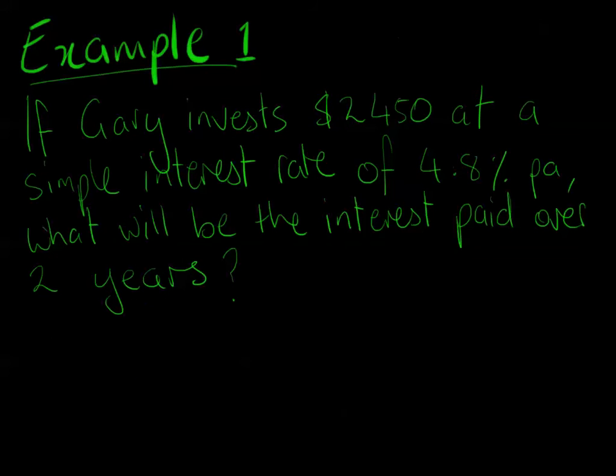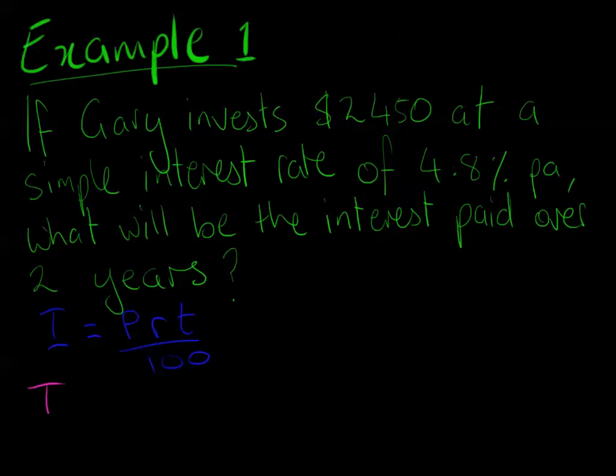So, looking at example 1, if Gary invests $2,450 at a simple interest rate of 4.8% per annum, what will be the interest paid over 2 years? Well, first of all, let's write down our formula. Interest amount equals principal multiplied by interest rate multiplied by number of time periods divided by 100. Now let's actually identify each of those variables within the formula that relates to the question we're dealing with.